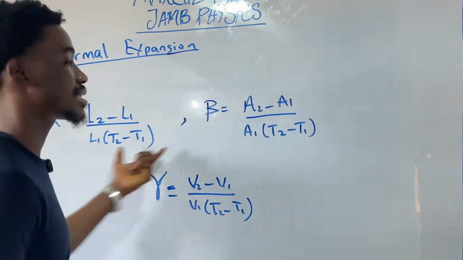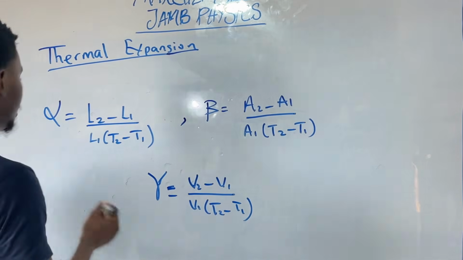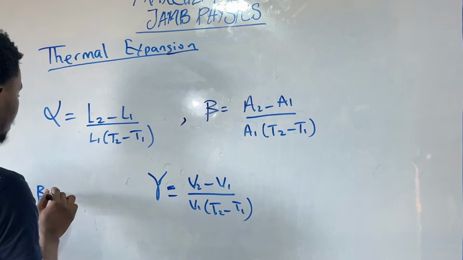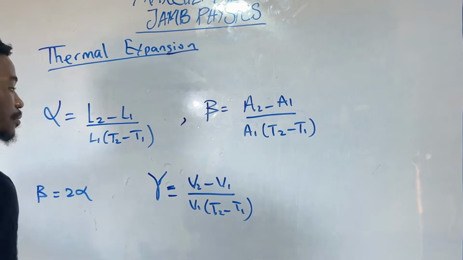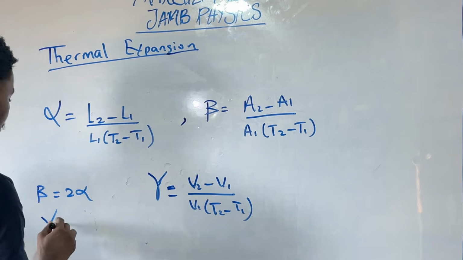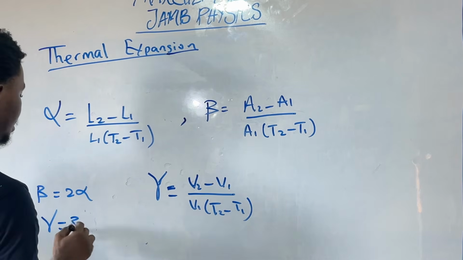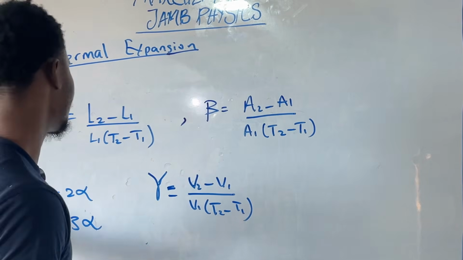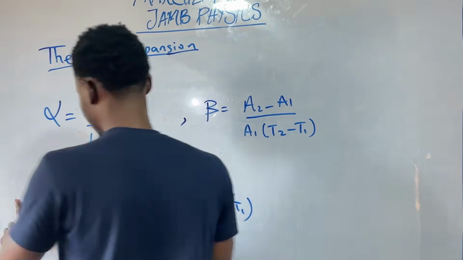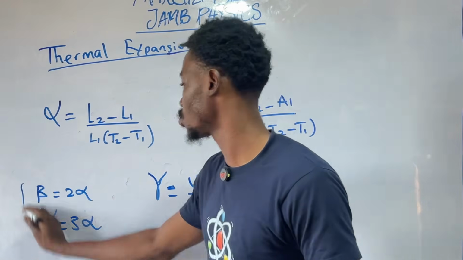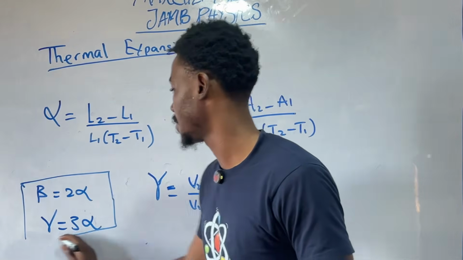And these three formulas are related by a formula that gives beta as 2 alpha, and we have gamma, which is a Greek letter, as 3 alpha. So there's a way you can actually relate these formulas by using these two formulas here.